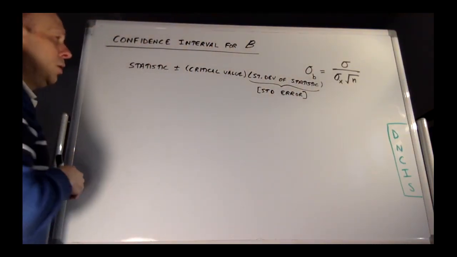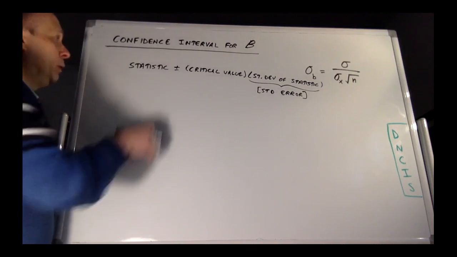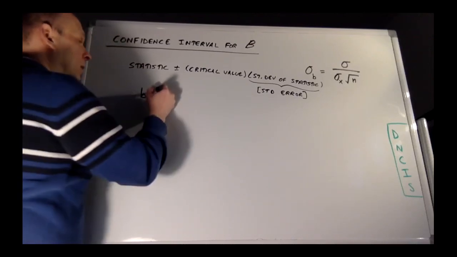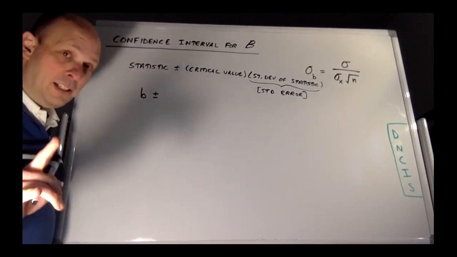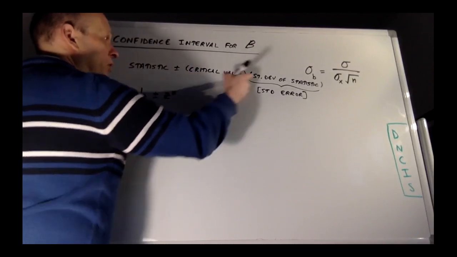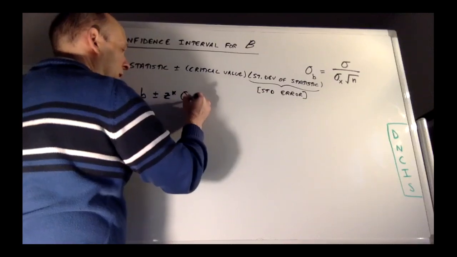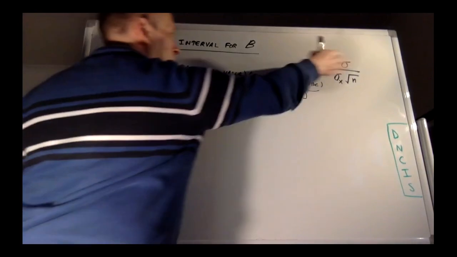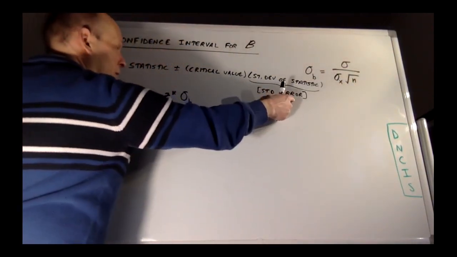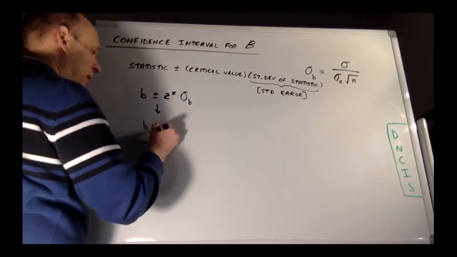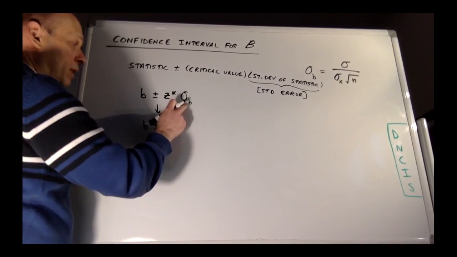Okay, so in an ideal world, though, we would do our statistic. We know the statistic that estimates beta is B, plus or minus. In an ideal world, this would be a Z star critical value times the standard deviation of the statistic, sigma B. But as we just said, we're not going to be able to get this, so we're going to estimate it with a standard error. So this becomes B plus or minus, and we're going to replace this with a standard error.